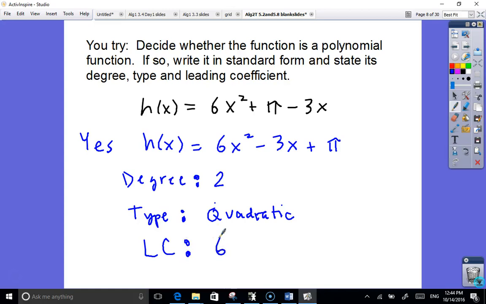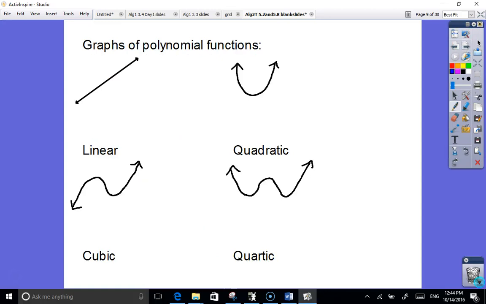Positive 6, right? Okay. So the graphs of polynomial functions for the 4, I'm not including a constant. What would the graph of a constant function look like? It's a horizontal line, right? If it's y equals a constant, it's just a horizontal line. But a lot of what we're talking about here, we're really not interested in that one. So we're kind of starting at linear. So the standard equation for a linear equation is y equals mx plus b. In fact, in the calculator, they say y equals ax plus b.